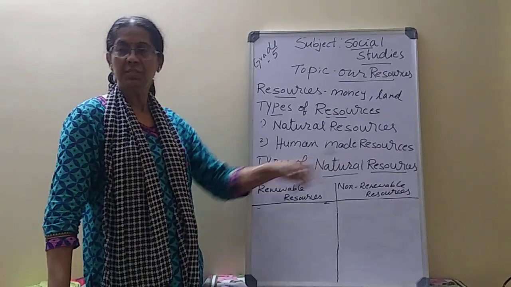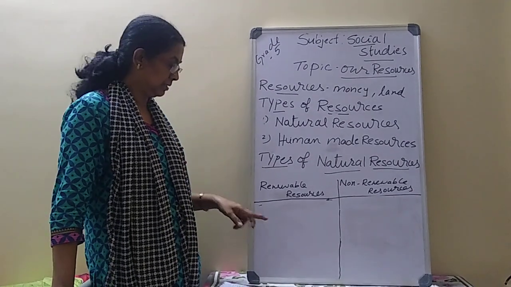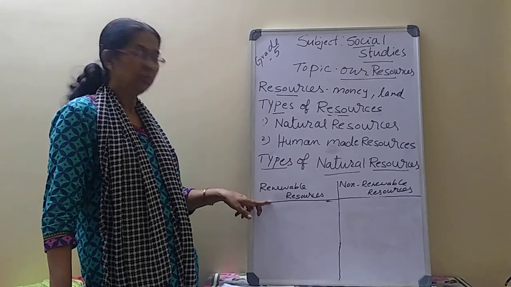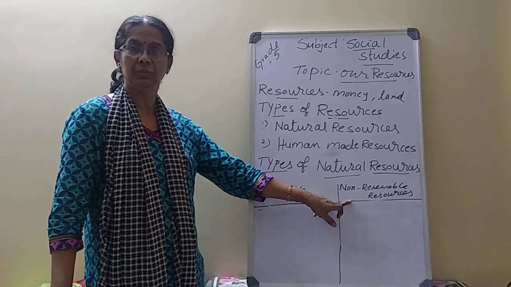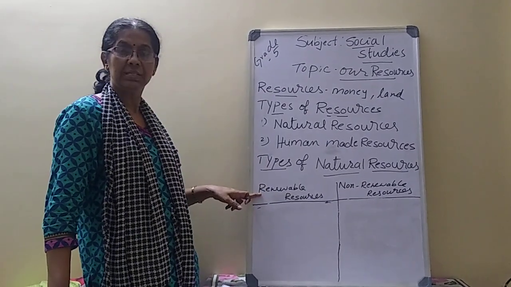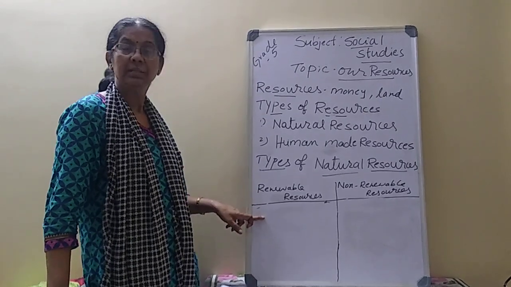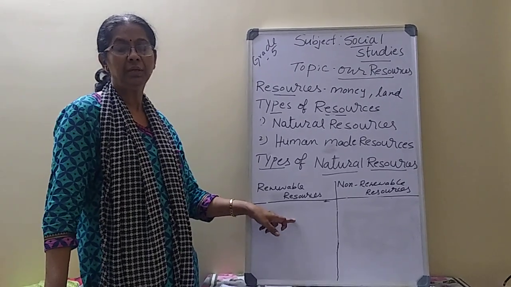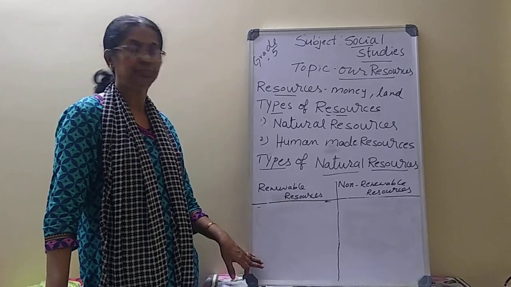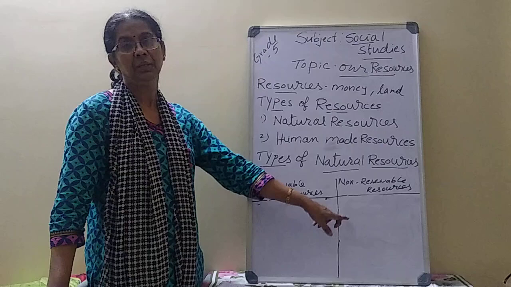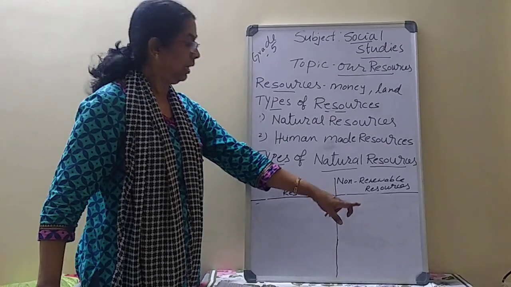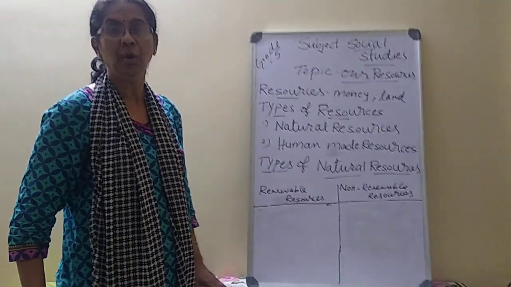The next is the types of natural resources. These natural resources are classified into two categories. The first one is renewable resources and the other one is non-renewable resources. The renewable resources examples are water, wind, sunlight, etc. Non-renewable resources are coal, petroleum and metals like gold, copper and iron.